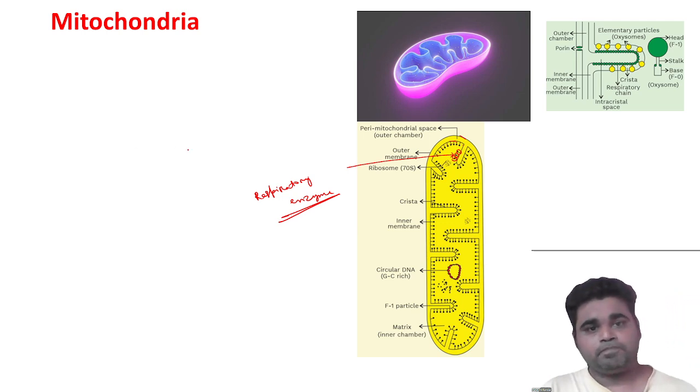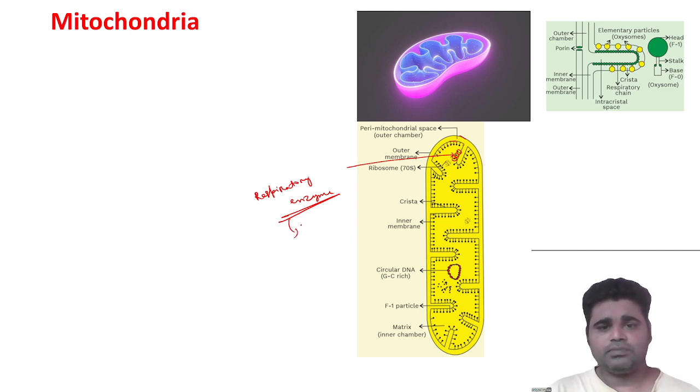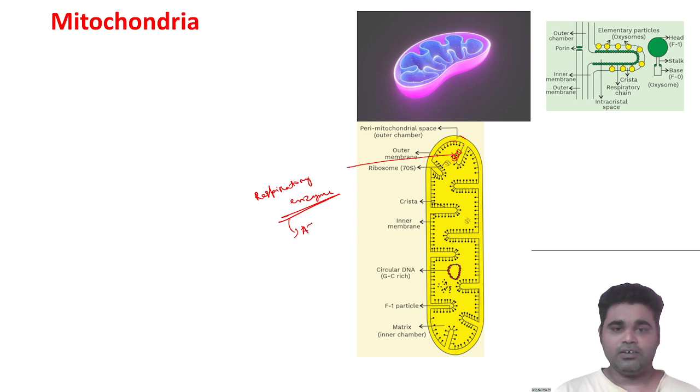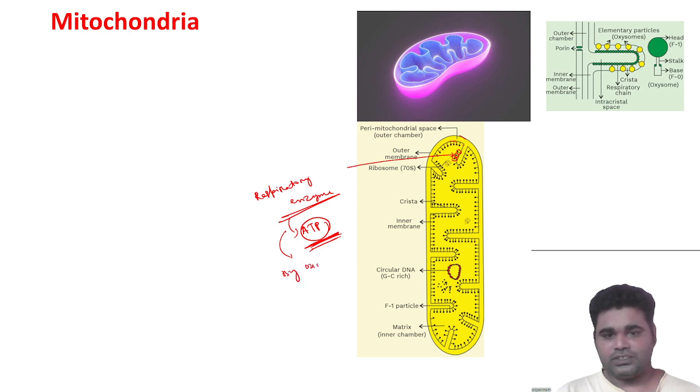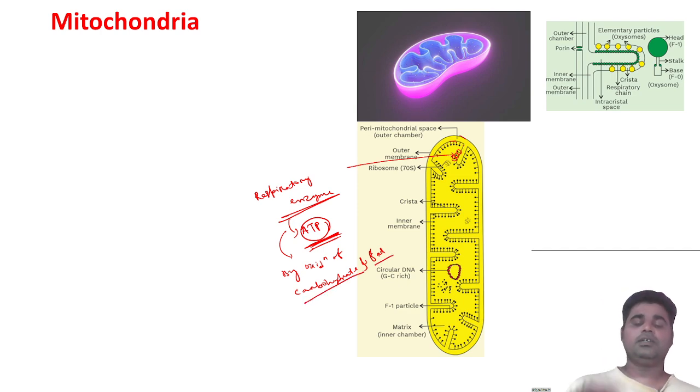What is the function of the respiratory enzymes? The respiratory enzyme creates energy, or generates ATP. How is the ATP formed? By the oxidation of carbohydrate and fat. What is the oxidation of carbohydrate? What is the fat? Look at the structure.